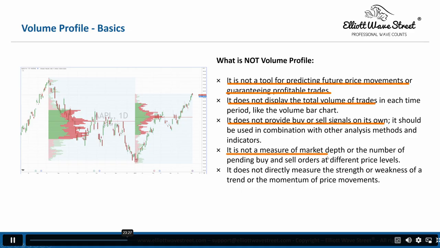And of course, it's not a measure of the market depth or the number of pending buy and sell orders at different price levels, like the book. It's not related with the book at all. And it does not directly measure the strength or weakness of a trend or momentum, right? For that, we can use other tools. So it's important to understand it.